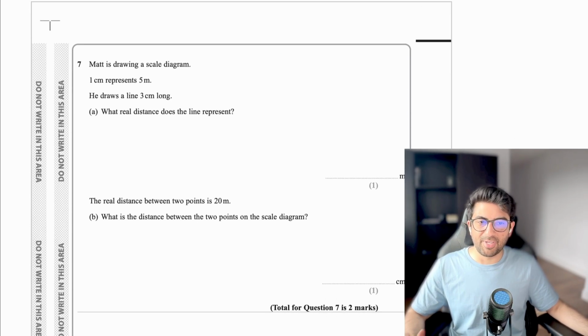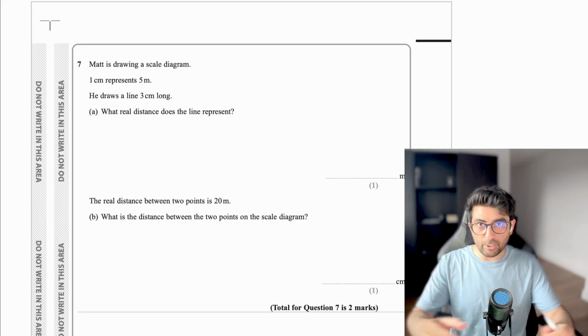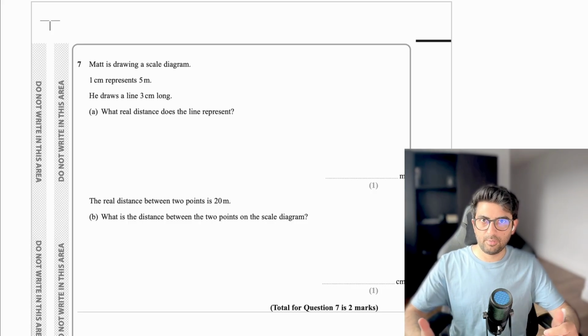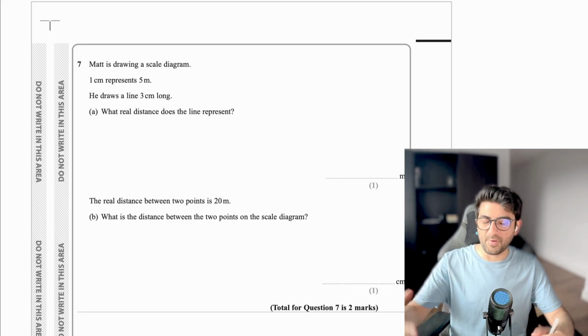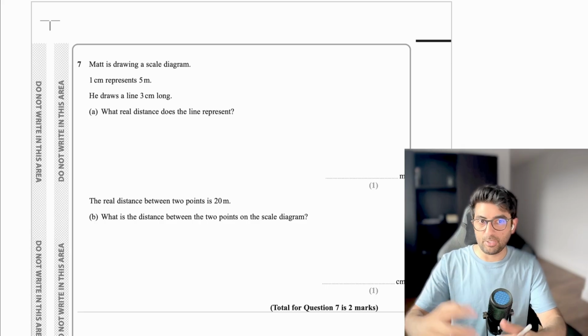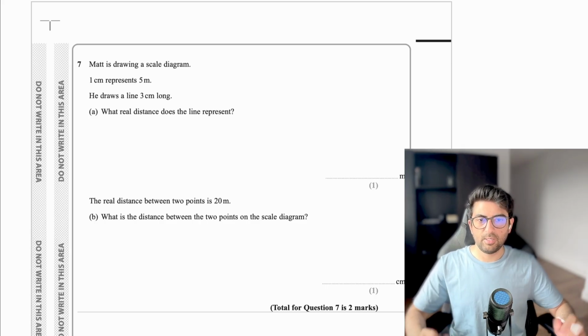Matt is drawing a scale diagram. 1 centimetre represents 5 metres. So on his diagram, when he draws a centimetre, that's going to represent 5 metres in the real world. He draws a 3 centimetre long line. What real distance does that represent?